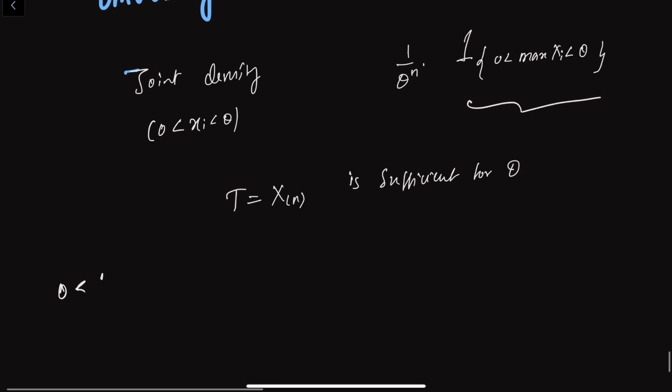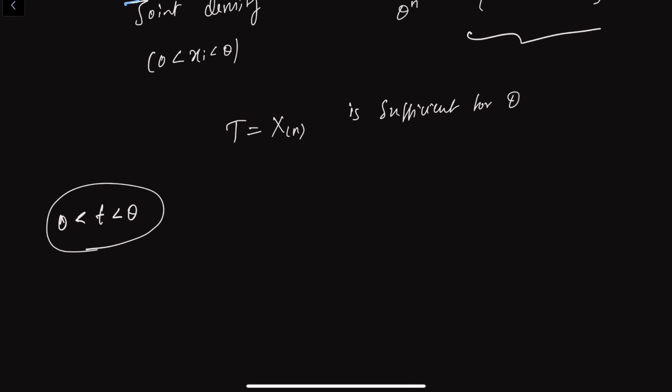For 0 less than t less than theta, to find the distribution of this nth order statistic, the CDF F_T of t is the probability that T is less than or equal to t. That is nothing but t by theta whole to the power of n, because X1, X2, and so on Xn must all be less than or equal to t.